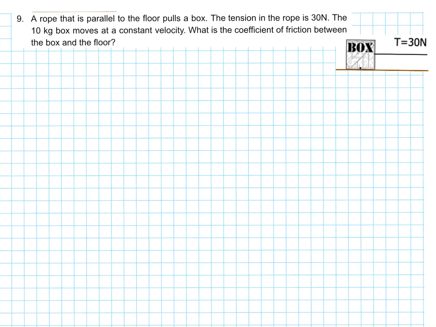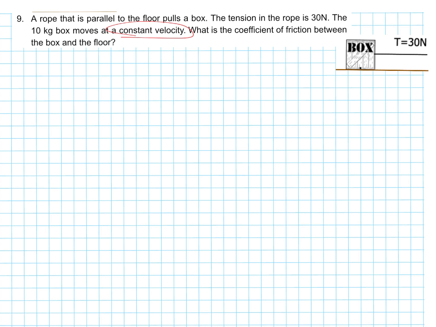In this problem, I have a box being dragged across the floor, and it's being dragged at a constant velocity, and that's going to become important to us later. In order to solve it, I'm going to draw a free body diagram. And from the free body diagram, I'm going to sum up the forces in the x direction, the y direction, and I'm going to use my definition of friction. Friction is equal to mu times eta. So I'll use that to find out what the coefficient of friction is. So let's start with the free body diagram.